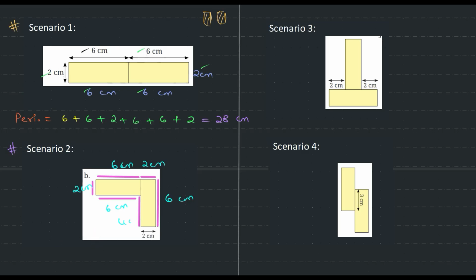Let me put it this way. See, this entire length is 6 centimeter. And this small length is 2 centimeter. So how much is the remaining length? How much is this length? That will be 6 minus 2, that is 4 centimeter. As simple as that.